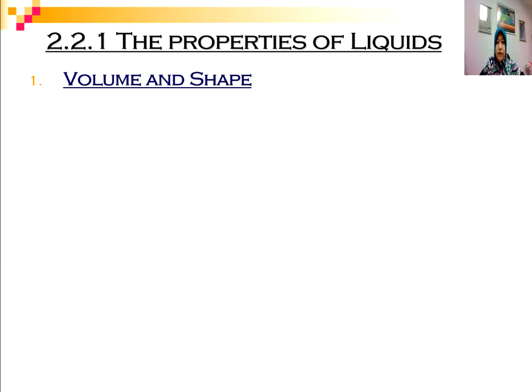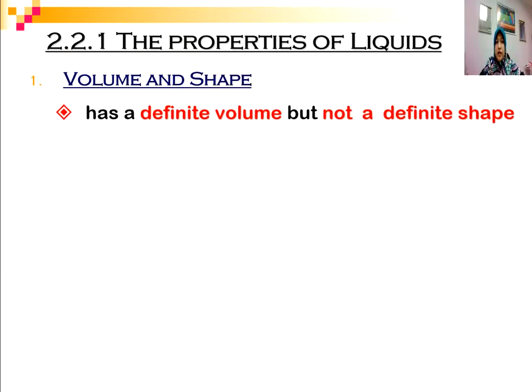and the shape. We know that the liquid has a definite volume. If we measure 20 ml of water and transfer it into a jug or a glass, it still has 20 ml of volume. But the liquid has no definite shape, and it will follow the shape of the container.